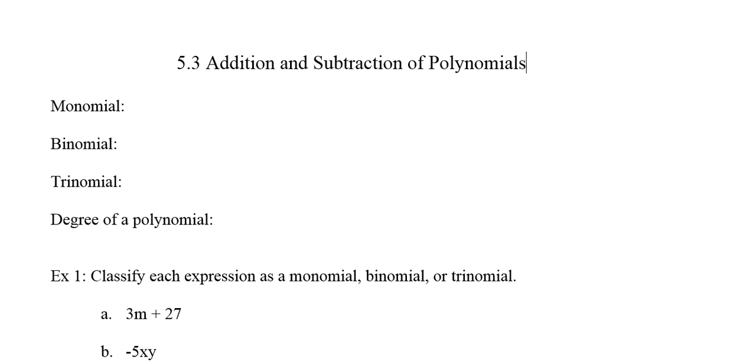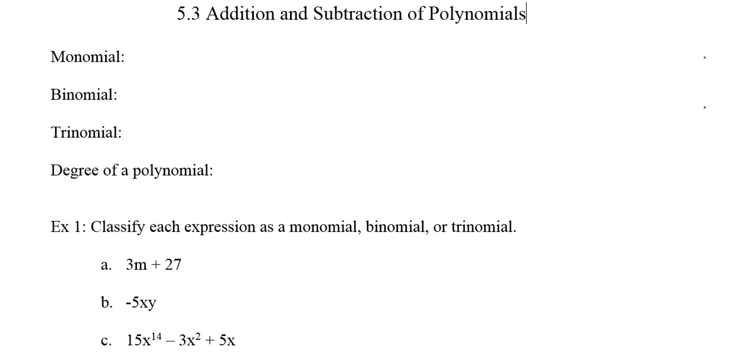Within this section, some of the things we have to work on are terminology. So as you can see here at the top, there are some terms: monomial, binomial, trinomial. If you think of the term polynomial, poly means many, and nomial just means term. So we're talking about many terms. Monomial, mono just means one, and so a monomial is a single term.